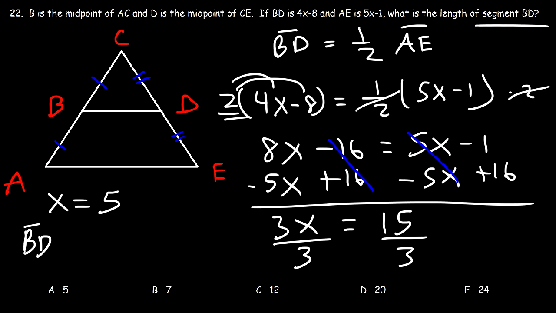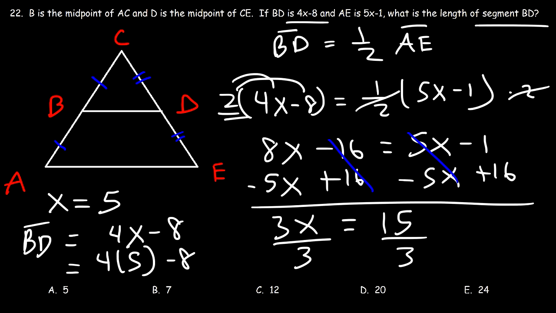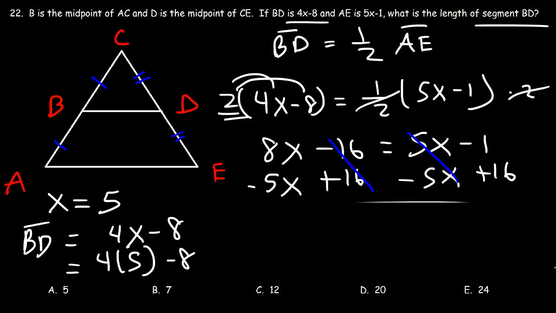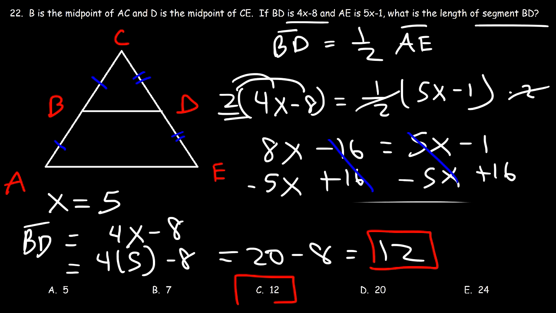And BD, we know it's 4x minus 8. So let's replace x with 5. 4 times 5 is 20. And 20 minus 8 is 12. So this is the length of segment BD. It's 12 units long. So C is the right answer for this problem.